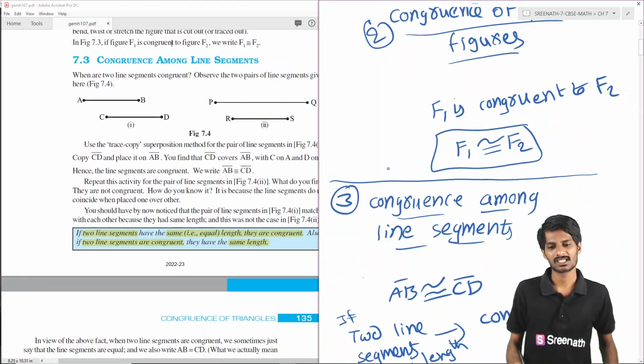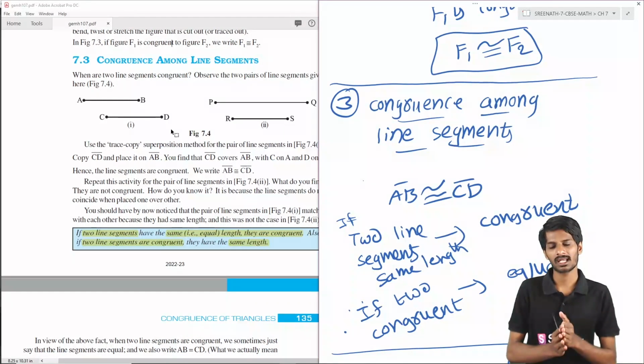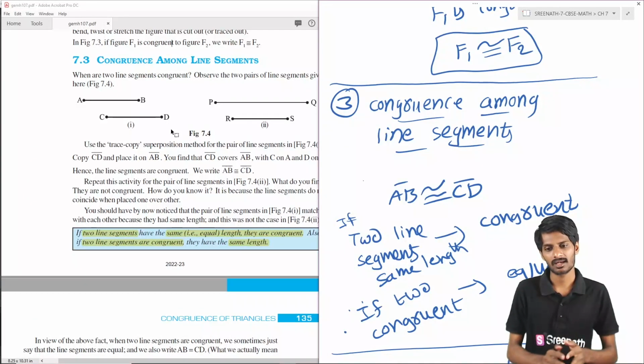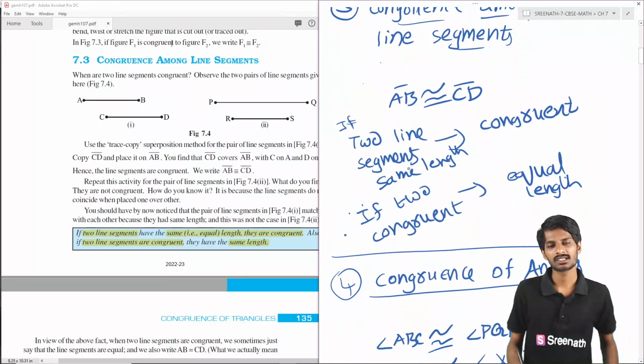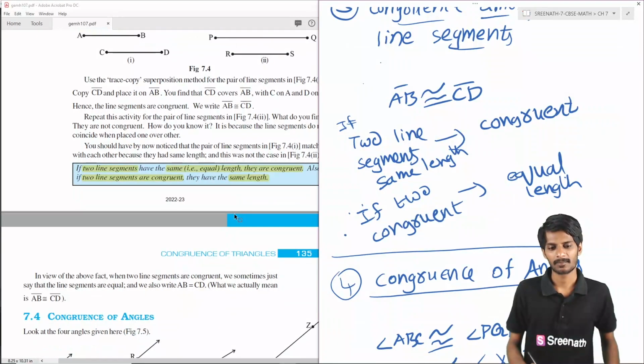Congruence among line segments. Two line segments placed on one another, both having the same length, are congruent. If two line segments are congruent, then automatically they have the same equal length.